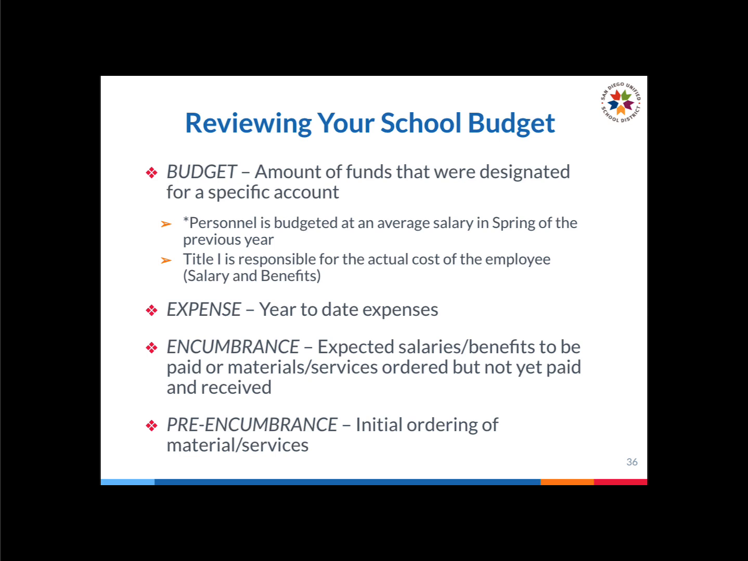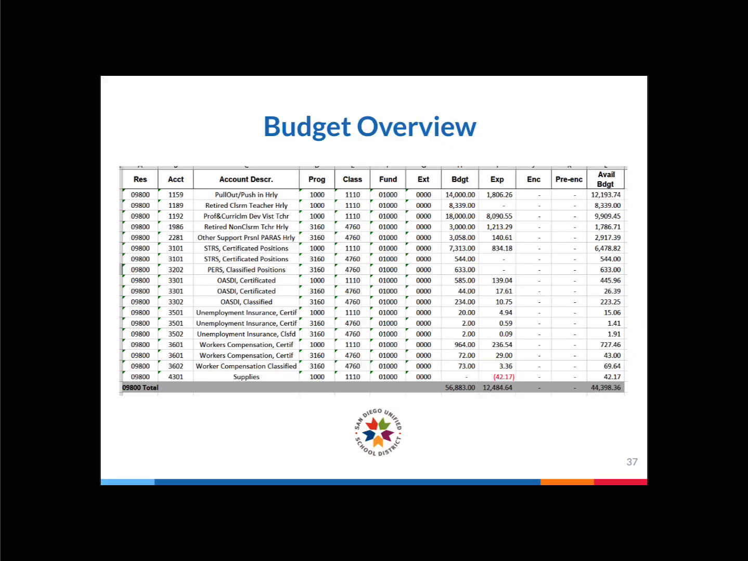An encumbrance, these are expected salaries and benefits to be paid or materials or services ordered but not yet paid. A pre-encumbrance, that's an initial ordering of materials and services. The school can also provide details of actual expenses through a budget detail transaction report. This screenshot includes a sample of what a budget overview may look like for your school site. A budget overview for LCFF, Title I, and CSI should be shared on a monthly basis where applicable.